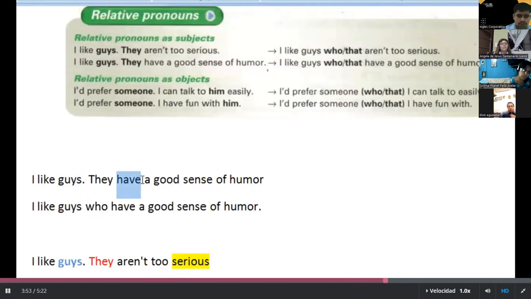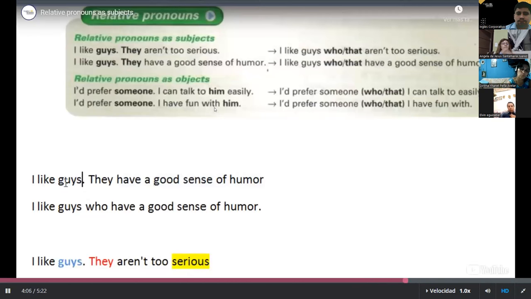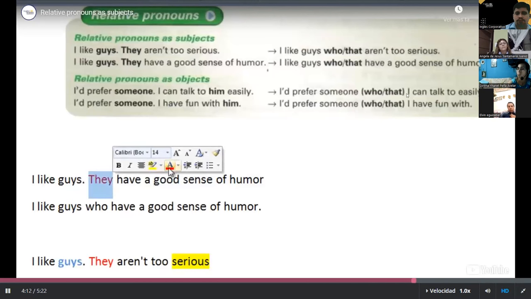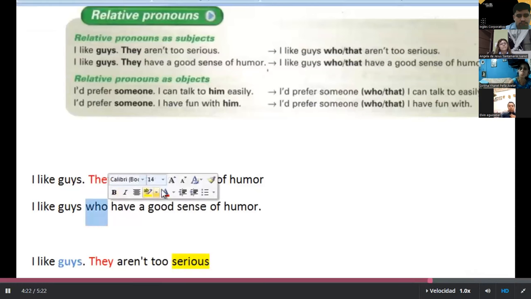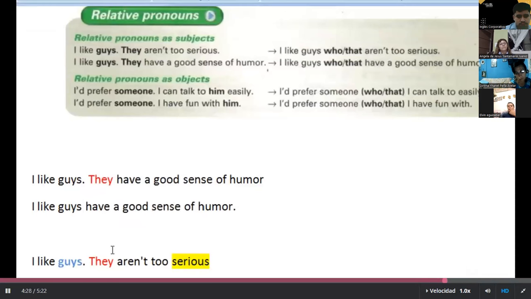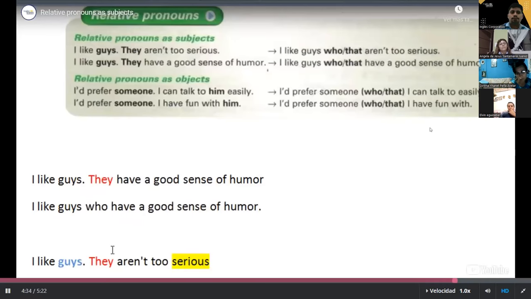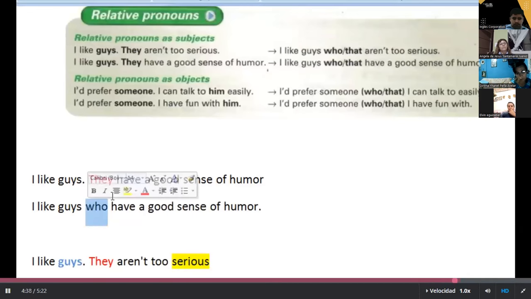Now, in this case, notice that we're using a verb. That's because we're using a noun to mention the kind of people that we like to hang around with. So I like guys or I like friends. I mentioned that you can change this to whatever you like. That phrase could change to something else as well. Something similar will happen, and that is that the pronoun on the second piece of information will disappear, and it will be replaced by either who or that. So in other words, the statement will be, I like guys that have a good sense of humor, or I like guys who have a good sense of humor.